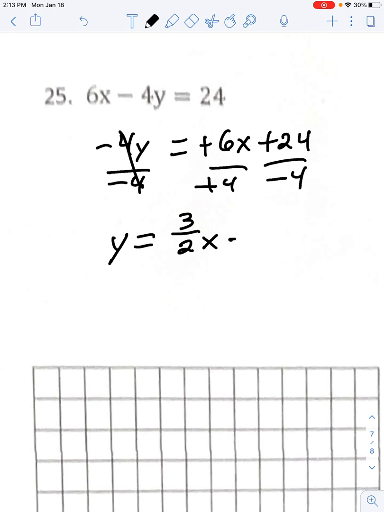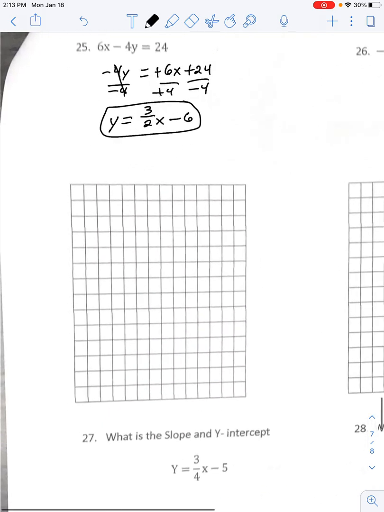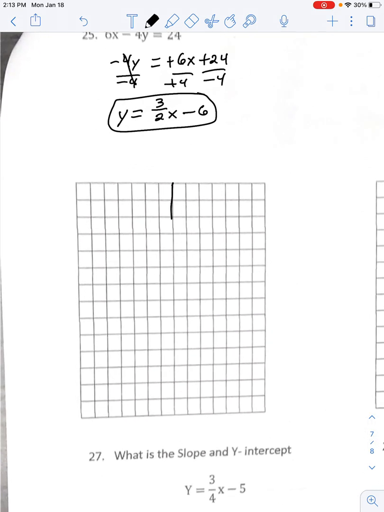And then 24 divided by negative 4 is negative 6. So that's your answer. And then to graph it, we're going to plot it at negative 6, which is down here. And then we're going to go up 3 and right 2. So up 1, 2, 3 and right 2. And then one more time, up 3 and right 2. And then draw our line.